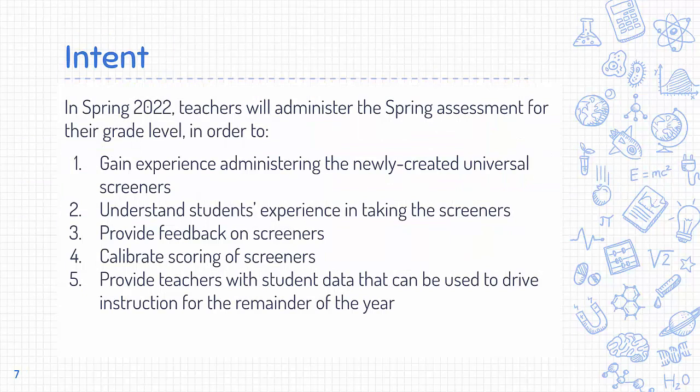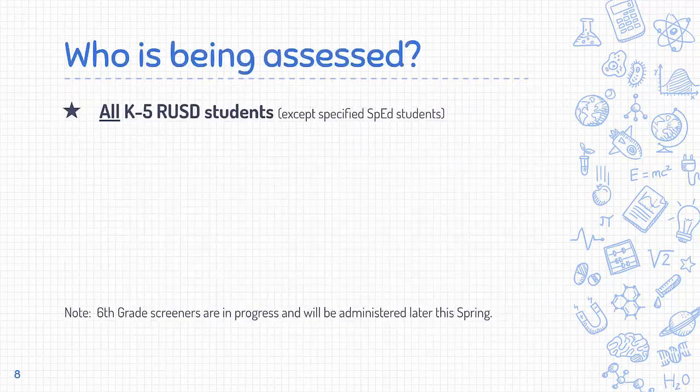The intent of this spring administration is to be able to gain experience administering the newly created universal screeners, to understand students' experience in taking the screeners, to provide feedback, and calibrate scoring. We also hope to provide teachers with student data that can be used to drive instruction for the remainder of the year. All K-5 Rockland Unified students will take this assessment, with the exception of specified special ed students. 6th grade will also be doing their own universal screener that is on a slightly different timeline than K through 5.